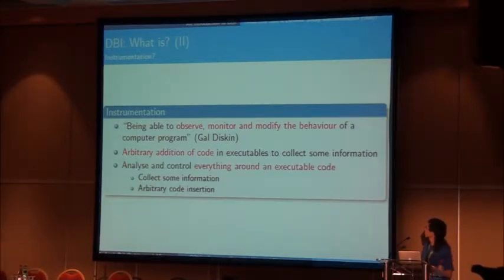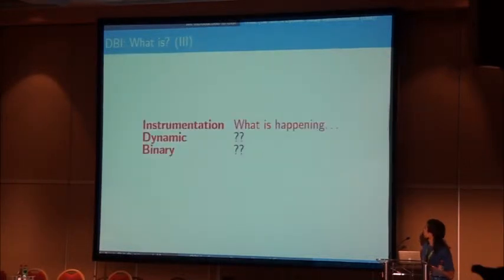So instrumentation can be defined as analyzing and controlling everything around a binary code, an executable code, by means of collecting some information and adding some arbitrary code during the running of the executable. So instrumentation means what is happening.